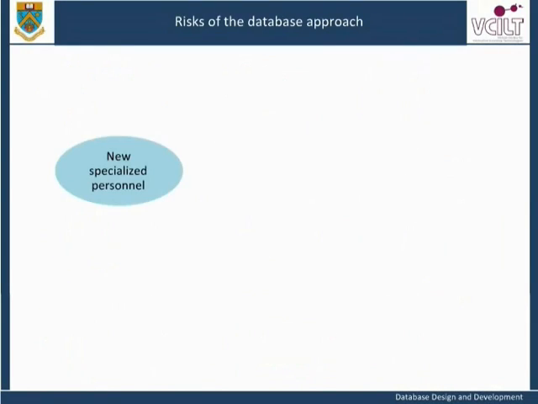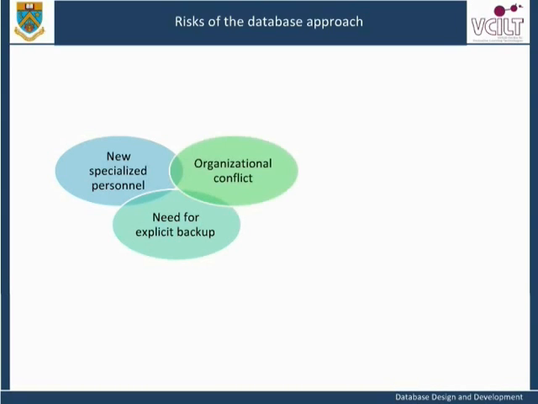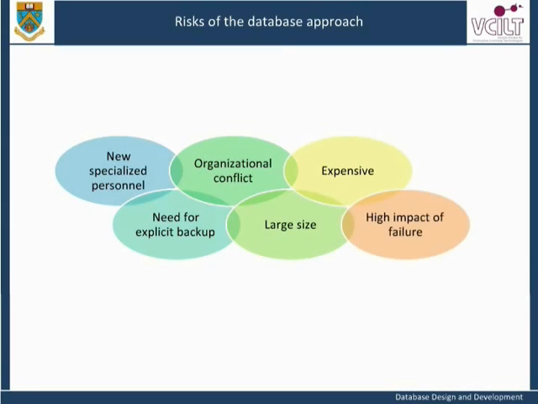New specialized personnel. Need to hire or train new personnel. Example, database administrators and application programmers. Need for explicit backup. Organizational conflict. Large size. Often needs large amounts of processing power. Expensive. High impact of failure. Concentration of processing and resources makes an organization vulnerable if the system fails for any length of time.